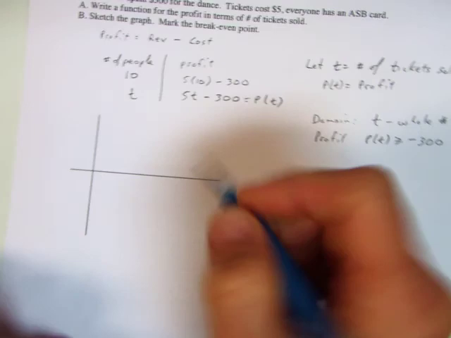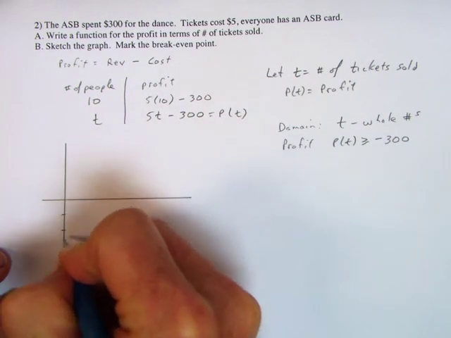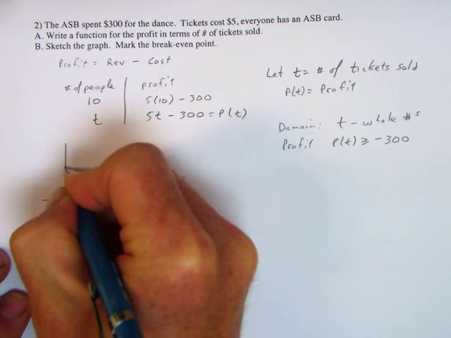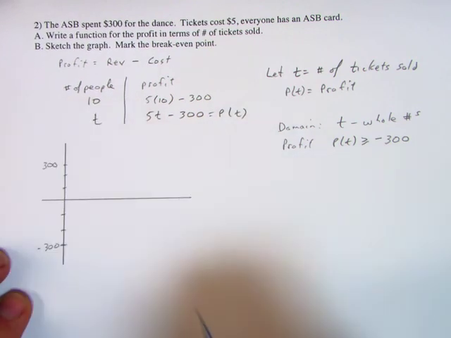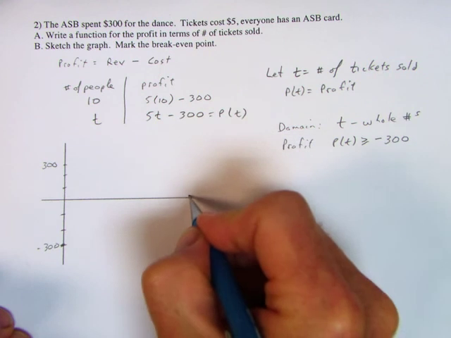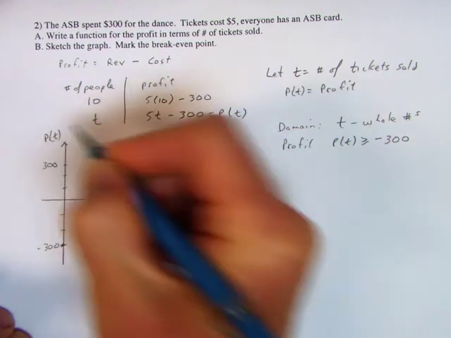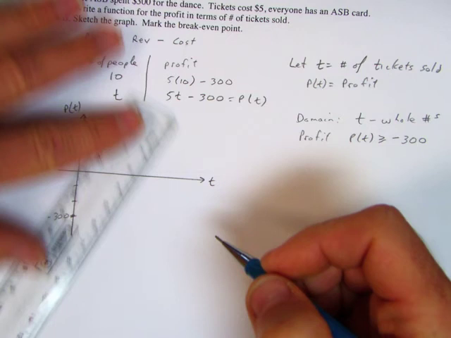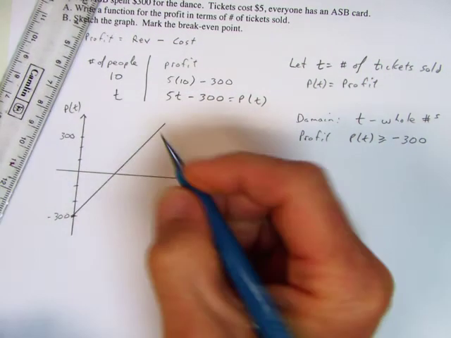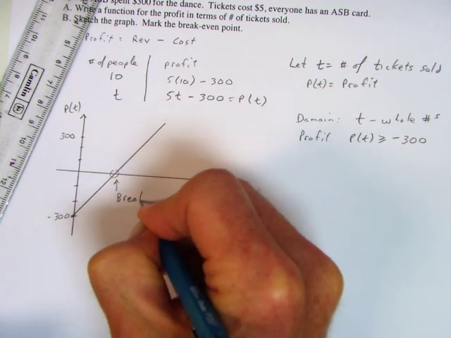So let's set up and sketch this. We'll go by 300s. We have a y-intercept, or in this case a p-intercept, and we have t, and we can say p of t in this case, and it has a positive slope. What is this point? This is our break-even point.